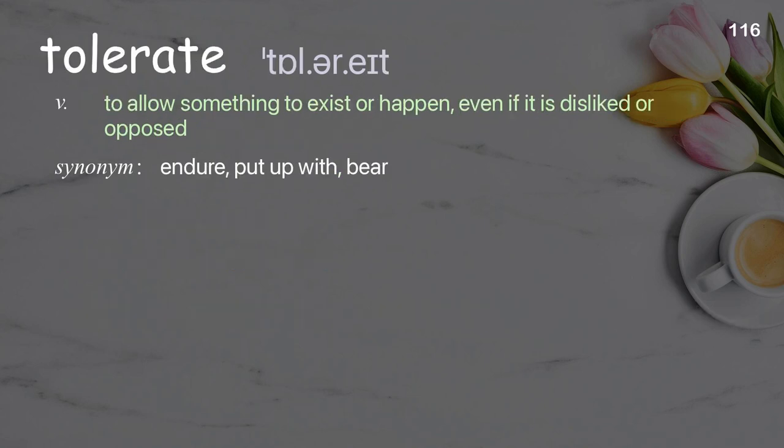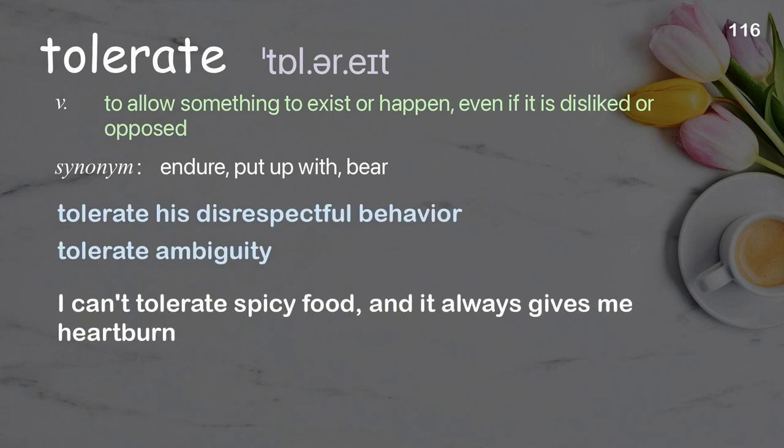Tolerate. To allow something to exist or happen, even if it is disliked or opposed. Examples: tolerate his disrespectful behavior, tolerate ambiguity. I can't tolerate spicy food, and it always gives me heartburn.